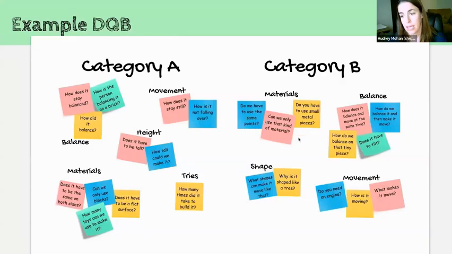So again, the questions on this example driving question board, we have it shown here where category A is the balanced sculpture, the Walter Wick one that doesn't move. And category B is the one that's moving. We separated those questions and then tried to cluster them into groups. And these are actual third grader questions that we got from a pilot classroom to build this driving question board.